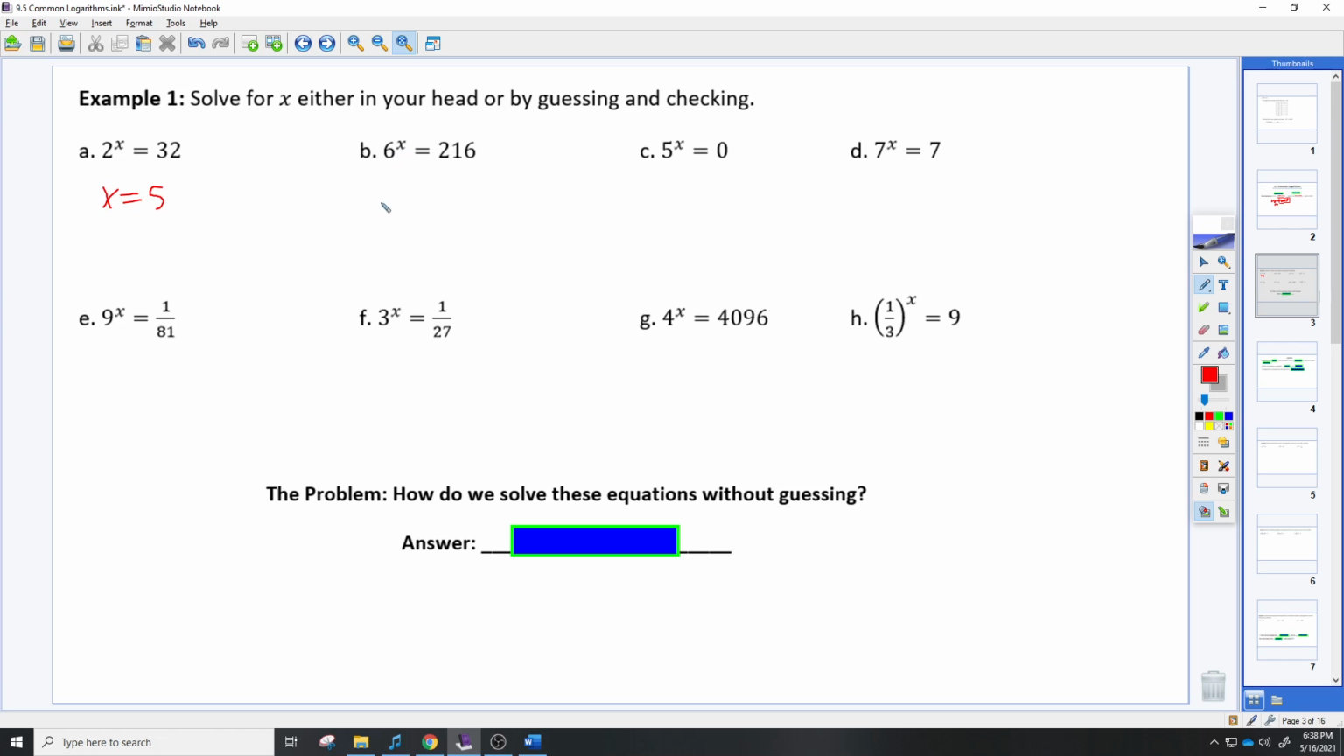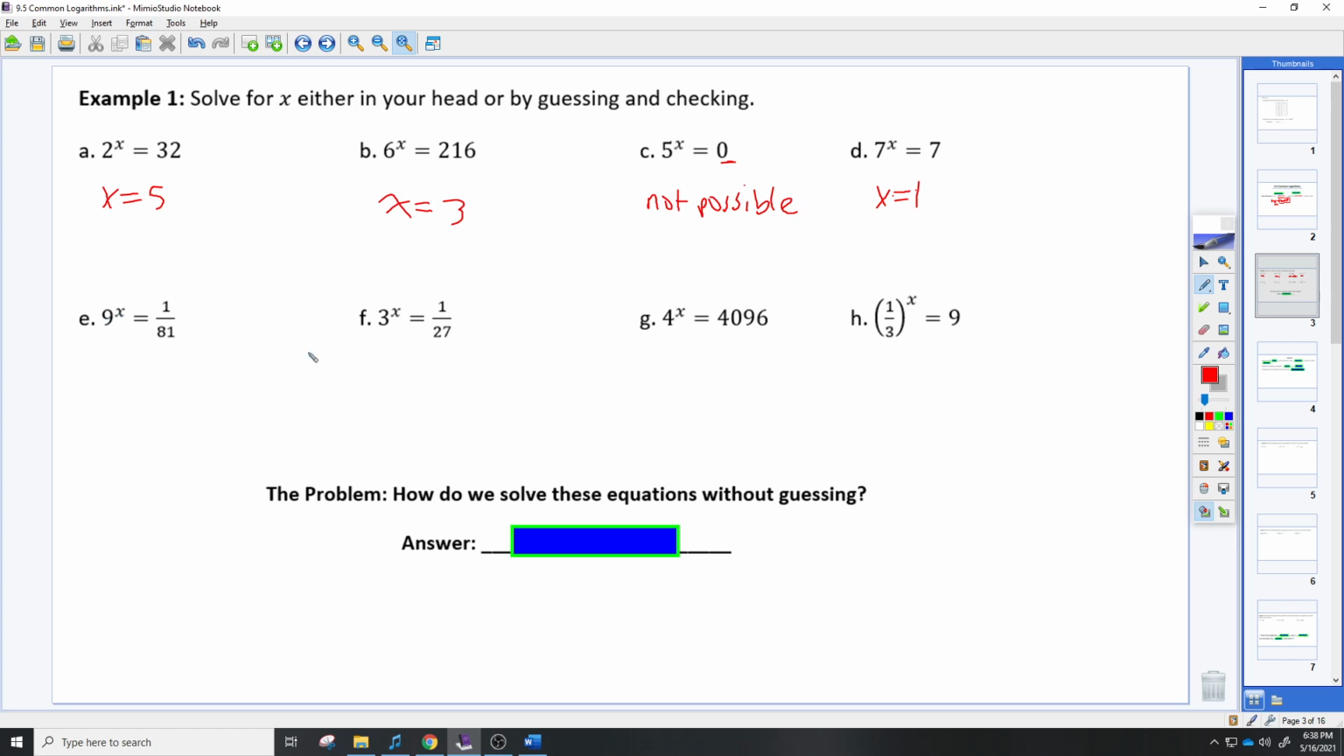6 to what power gives you 216? Now we're just figuring this out in our head, or using a calculator and guess and check. And that would be 6 to the third power. So x has to be 3. 5 to what power gives you 0? Well, a lot of people originally say 0, but we know that 5 to the 0 gives you 1, actually. So this cannot happen. 5 to any power cannot give you 0, so this is not possible. Throw a tricky one in there. The next one, 7 to what power gives you 7? Again, probably just in your head, you could think, okay, that exponent has to be the number 1.